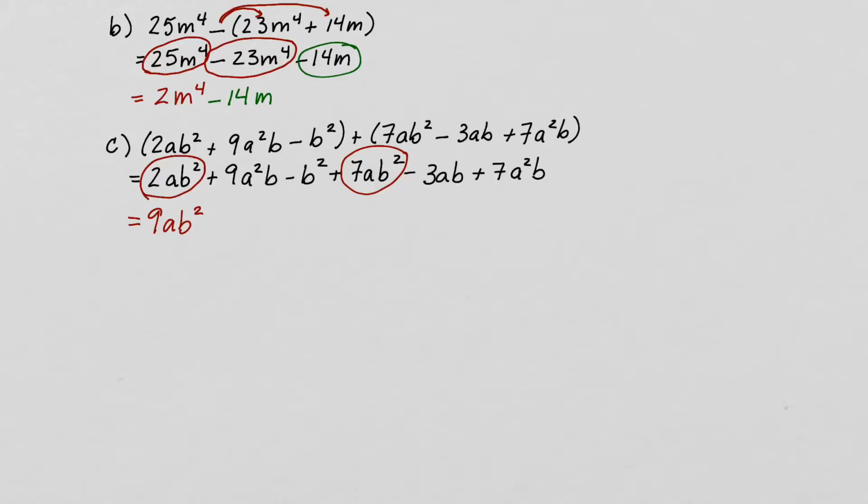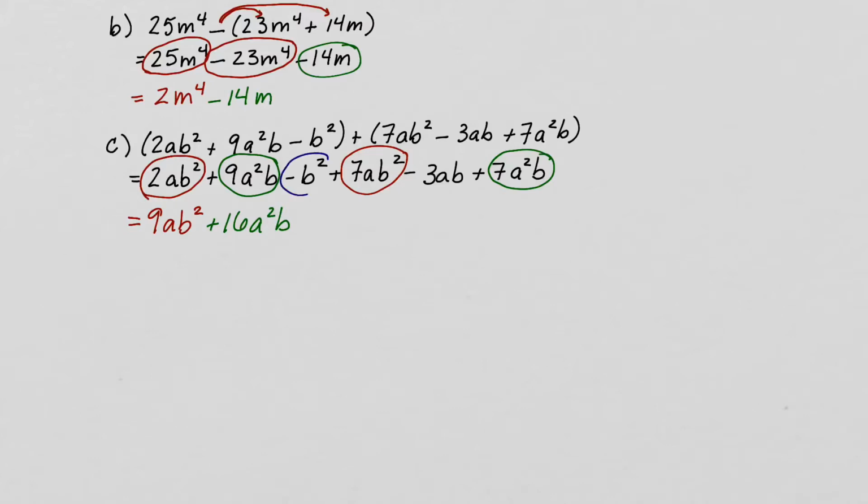And now I'm going to look at the next part. This has a squared and then a b. If I look, this doesn't work, this doesn't work, but this one has an a squared and a b to the first. So I can combine that one. So I have 9 of them plus 7 more of them, which gives me 16a squared b's.